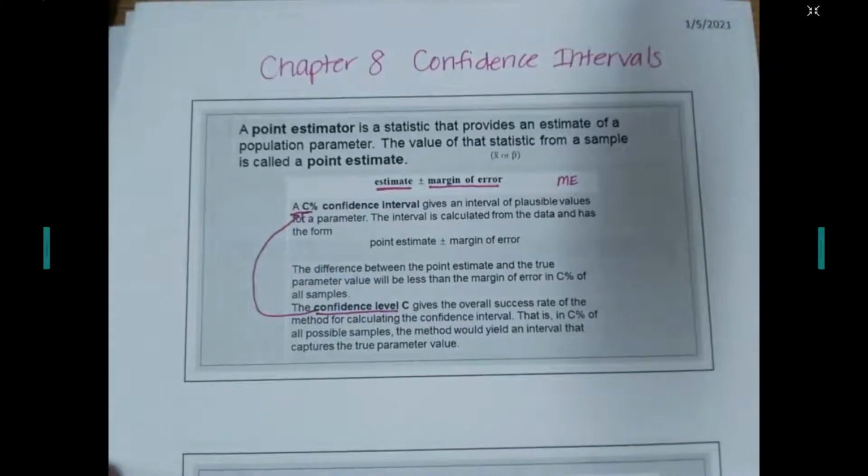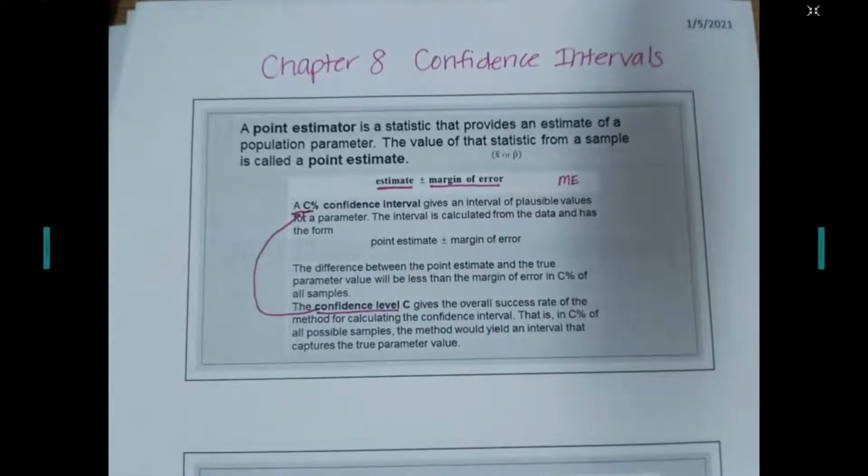The confidence level gives the overall success rate of the method for calculating the confidence interval. That is, in C% of all possible samples, the method would yield an interval that captures the true parameter value. Now, let's stop right here for a second. That confidence level is not how confident I am in a specific interval. Okay? Be careful about that. Do not tie that confidence level to how confident you are in a specific interval. Instead, it's how confident I am in the process used to create that interval.